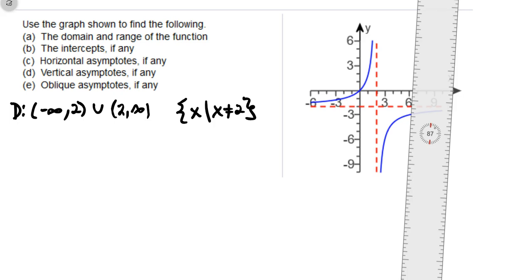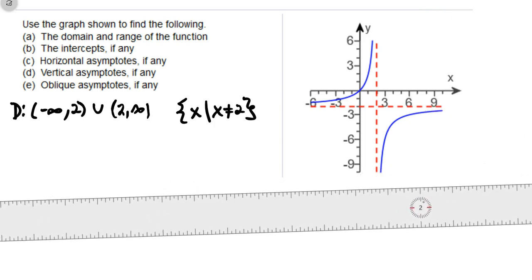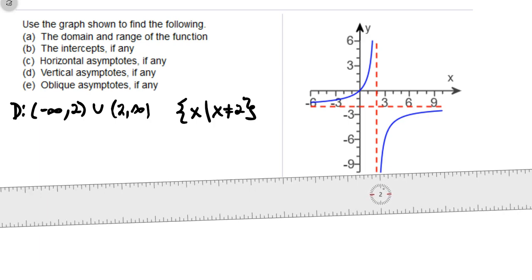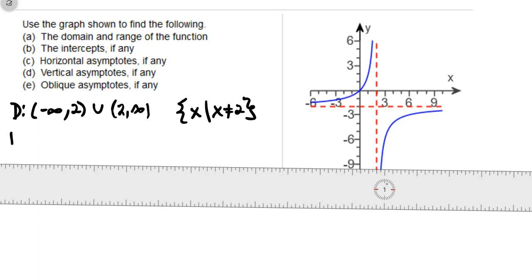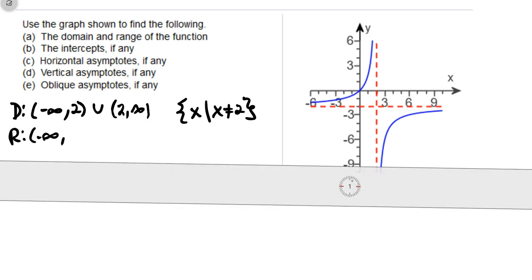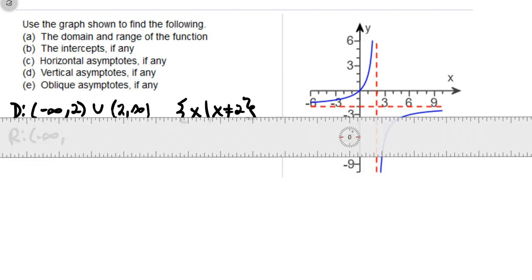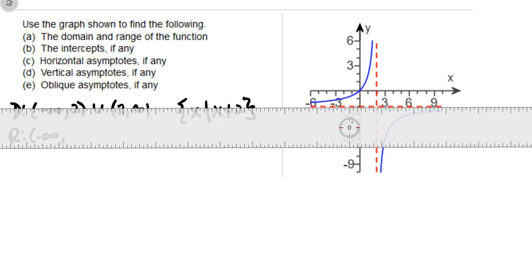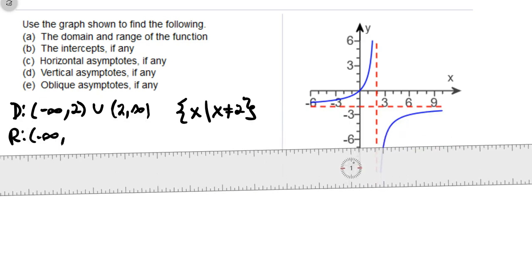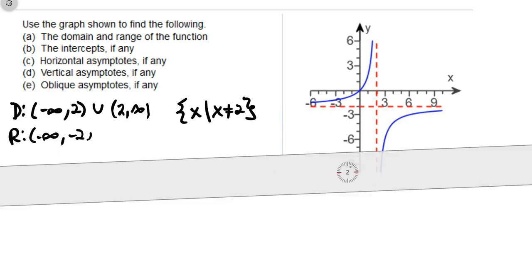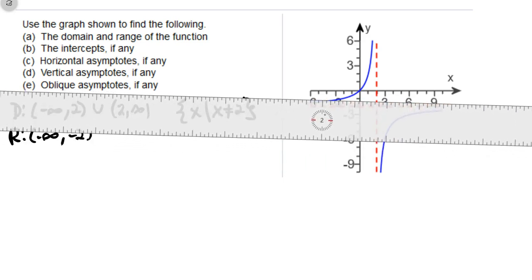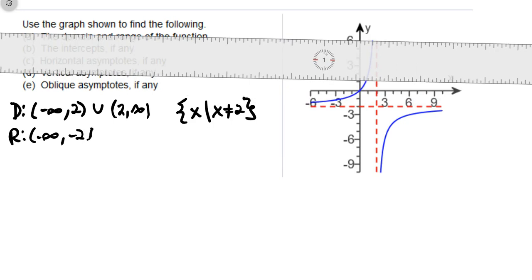So then we want to find the range. To find the range, we would hold our pencil horizontally, our ruler horizontally, and go from bottom to top. And we would start hitting the graph at -infinity. So our range starts at -infinity. And then we're going to keep going up until we get to that asymptote. Remember, the graph is never going to reach the asymptote, so it will never reach a y value of -2. So our range stops at -2. But then right after that asymptote, we start hitting the graph again, and that goes all the way up to infinity. So our range would continue from -2 to infinity. Another way to write that is set builder notation: y such that y is not equal to -2.